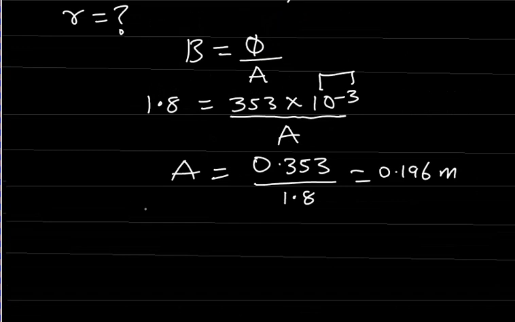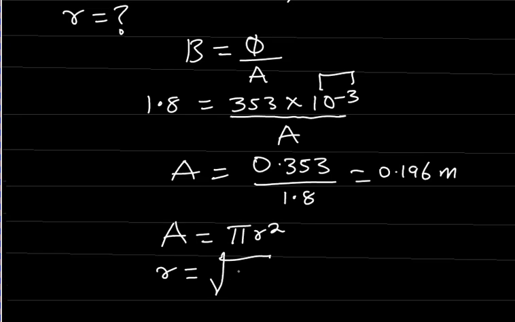Now with this, remember the area has a circular cross section. The area of a circle is pi r square. So if I make the radius the subject, it is equal to the square root of area divided by pi. So this is going to be the square root of the area, which is 0.196, divided by pi, which is 3.14.